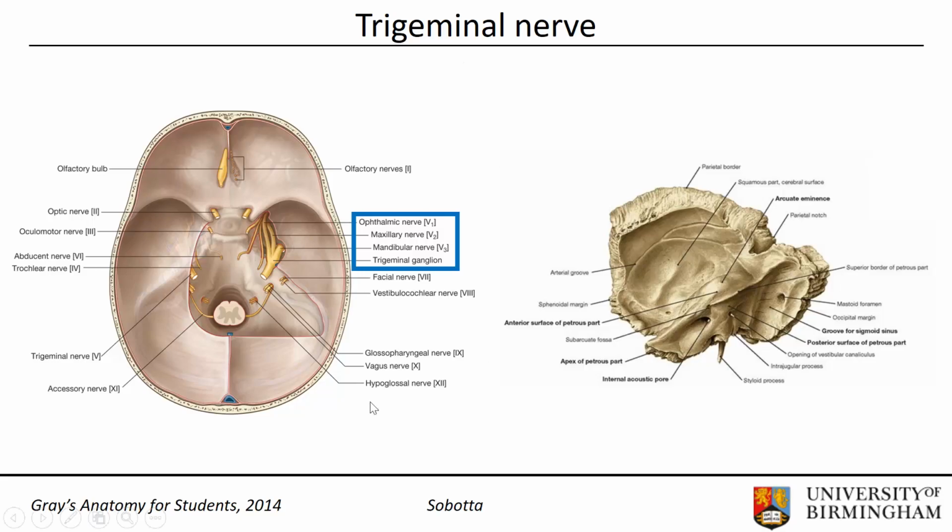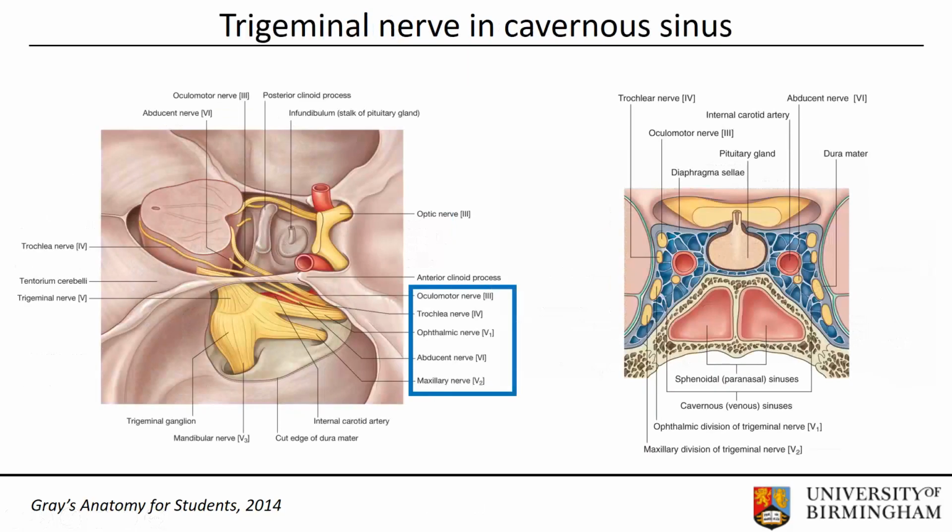From the anterior border of the trigeminal ganglion, then, we have three main divisions that will arrive from here. And from superior to inferior, these are the ophthalmic division of the trigeminal nerve, which is that one there. Then the maxillary division, which is this one, and then the mandibular division, this one here. So here we have the trigeminal nerve in the cavernous sinus.